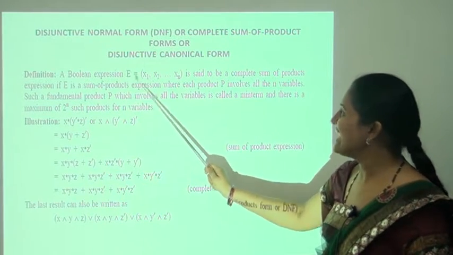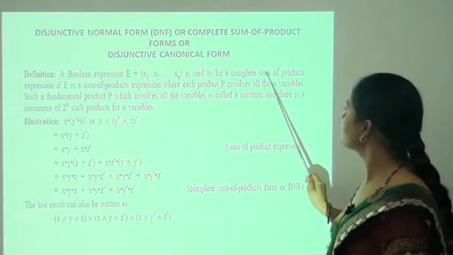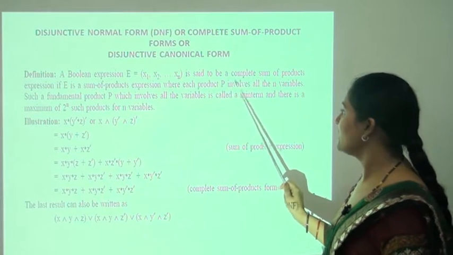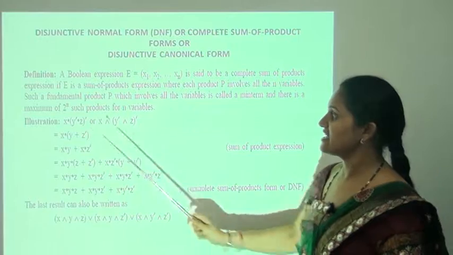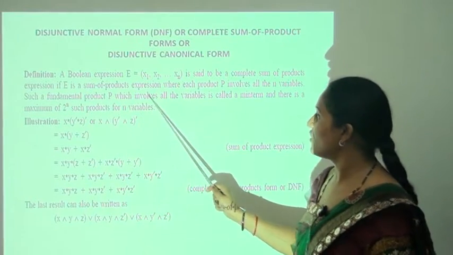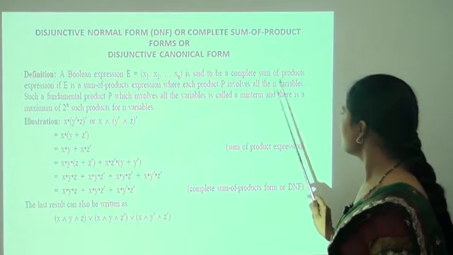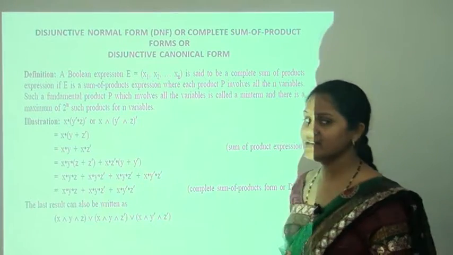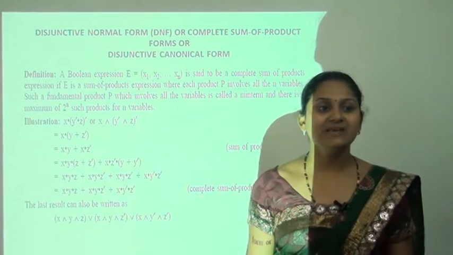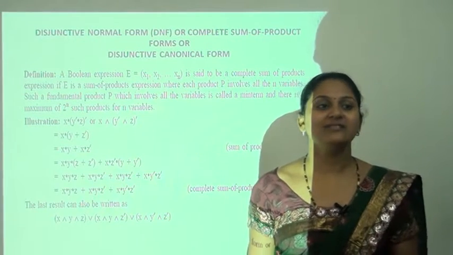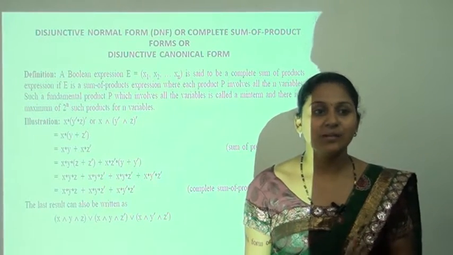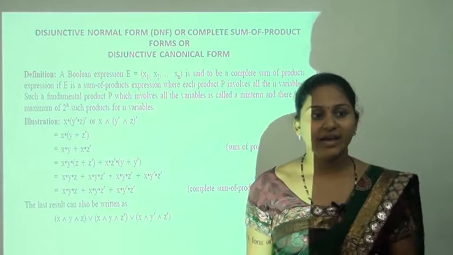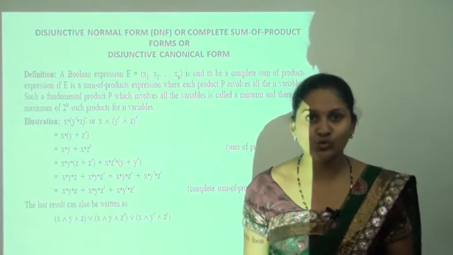A Boolean expression in x1 to xn is said to be a complete sum of products expression if it is a sum of products expression where each product P involves all the n variables. A fundamental product P which involves all the variables is called a min term, and there is a maximum of 2 to the power n such products for n variables. So if a Boolean expression is given where x1 to xn are the variables, then its complete sum of products consists of min terms, and the maximum number of terms is 2 to the power n.